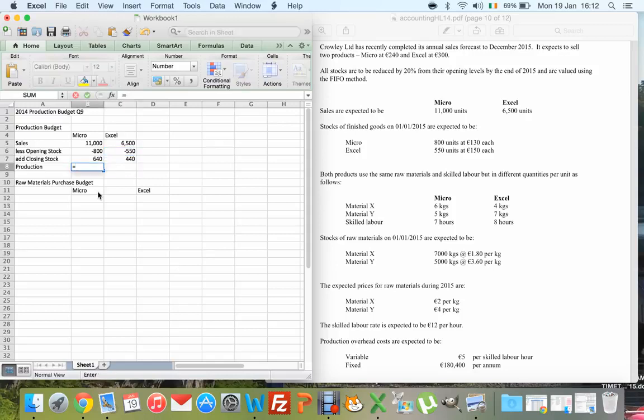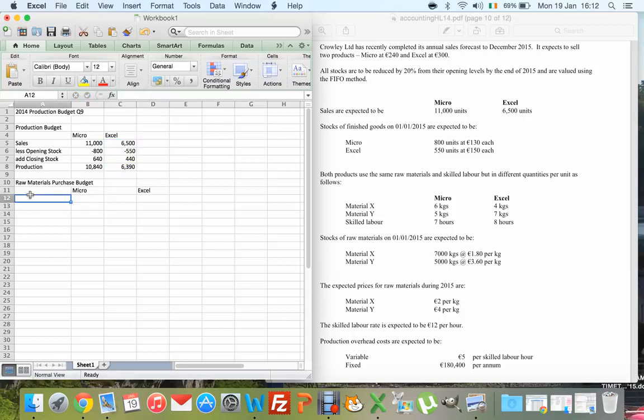So my production is going to be adding up my sales minus my opening stock and plus my closing stock. And then for Excel, it's going to be sales less the opening stock plus the closing stock, and that gives us our production.